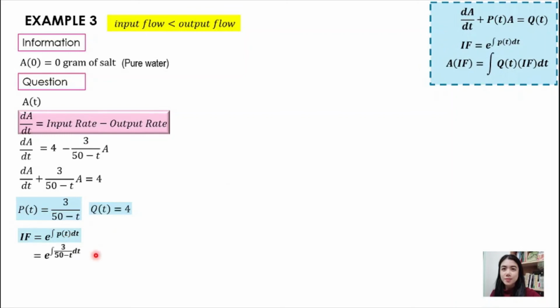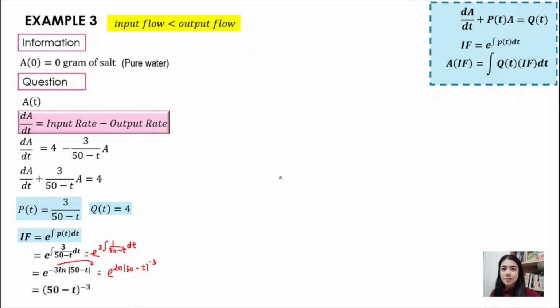Okay, we're going to integrate this one. If you want to integrate this, you have to extract out the 3 here. So then you have 1 over 50 minus t dt. If you integrate 1 over 50 minus t, that gives you ln. So then we have the next line. You can bring this minus 3 to become the index. So we have e to the power of ln(50 minus t) to the power of minus 3. The e and the ln you can cancel. Then we have the next line.